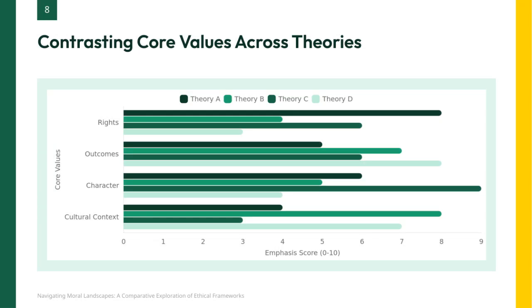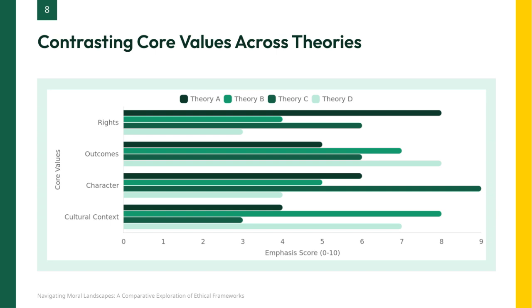Here we have a comparison of how 4 different theories emphasize key core values. The horizontal bar chart makes it easy to see these differences at a glance. For the value of rights, Theory A places the highest emphasis with a score of 8, while Theory D is much lower at 3.